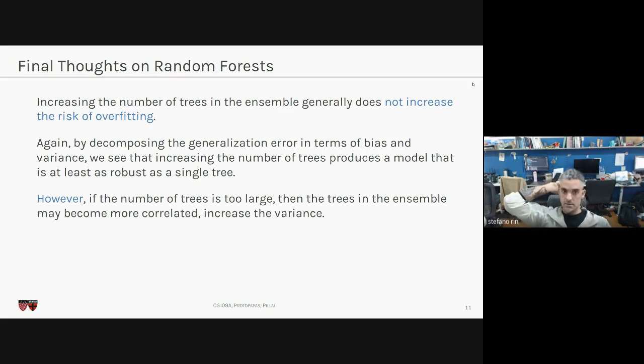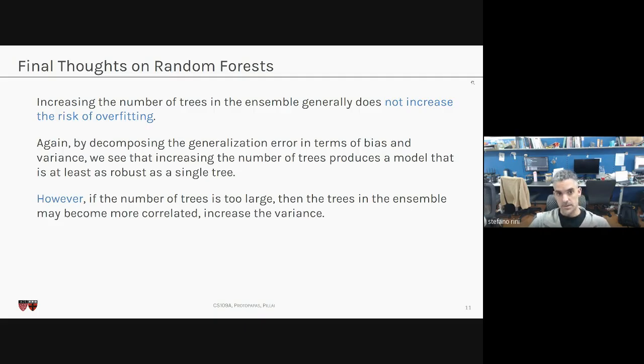The nice thing about random forest is that you can really have a very large pool of experts, right? So increasing the number of trees generally does not increase overfitting. And this is again because these trees are independent. So the law of large numbers, right? The averaging is not affected by adding a large number of trees.